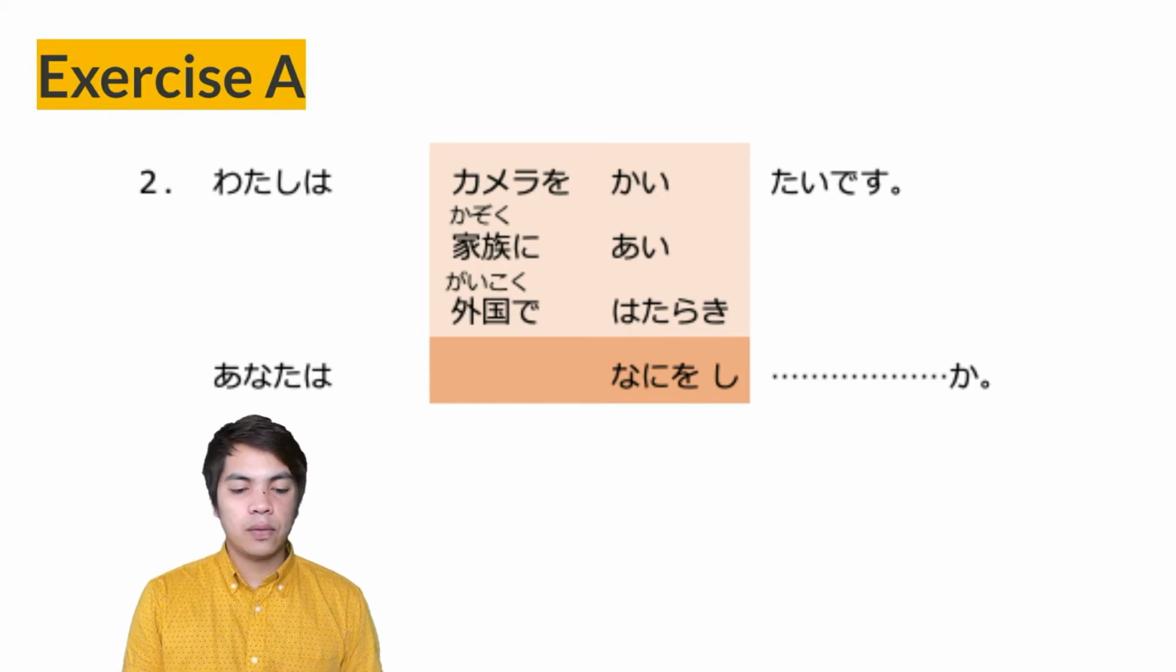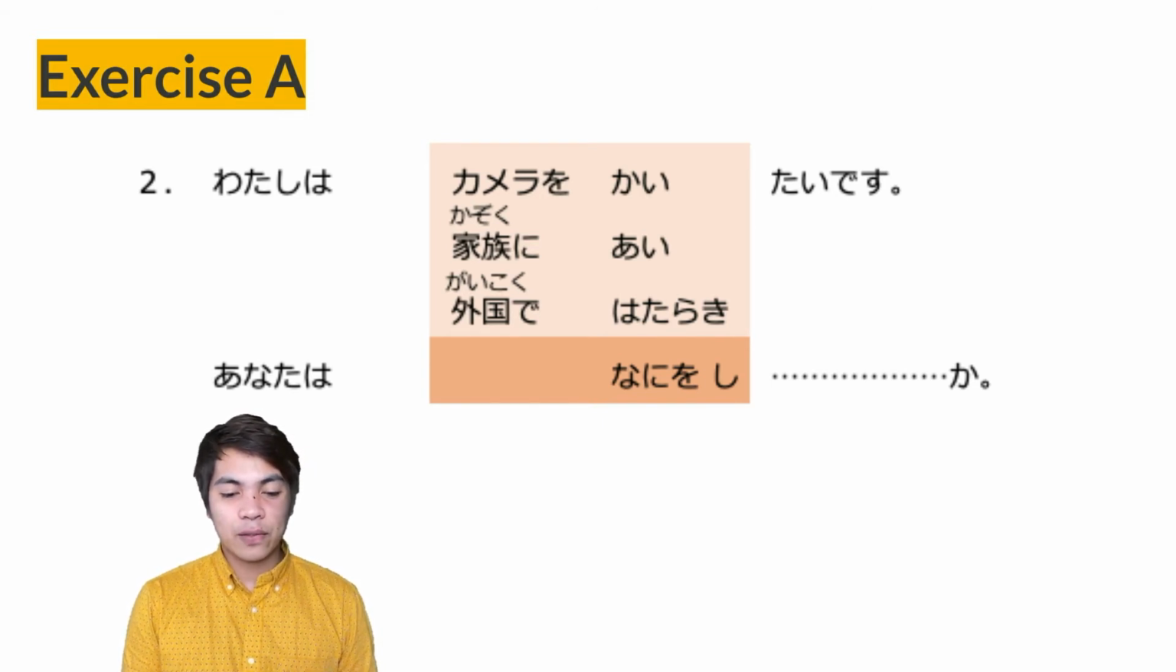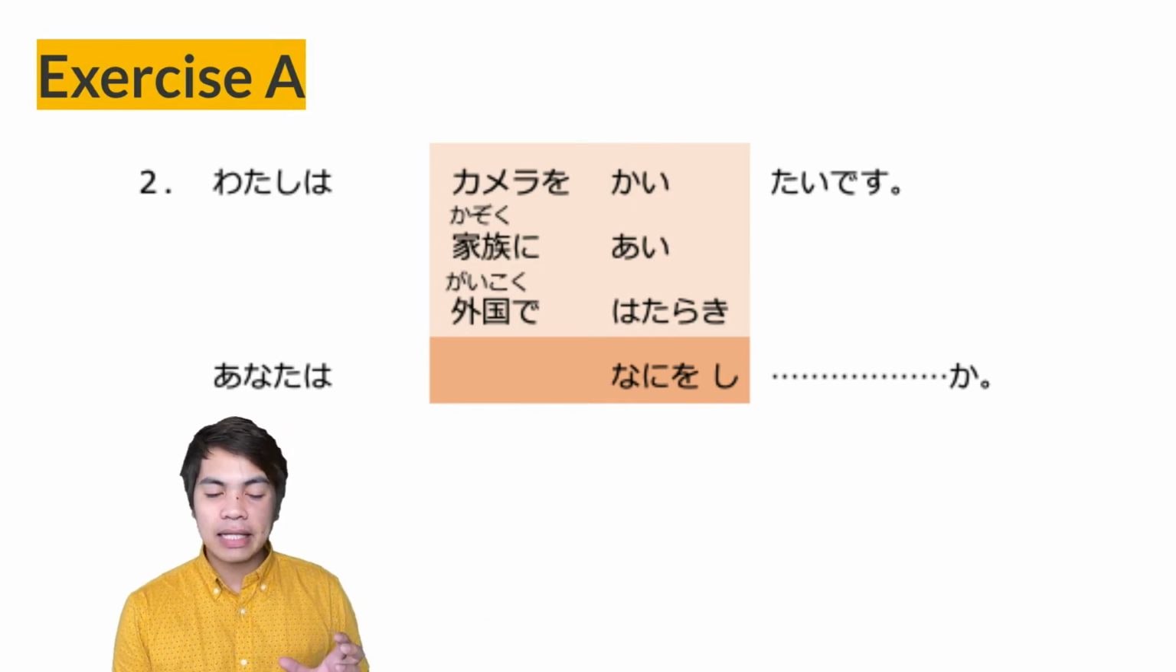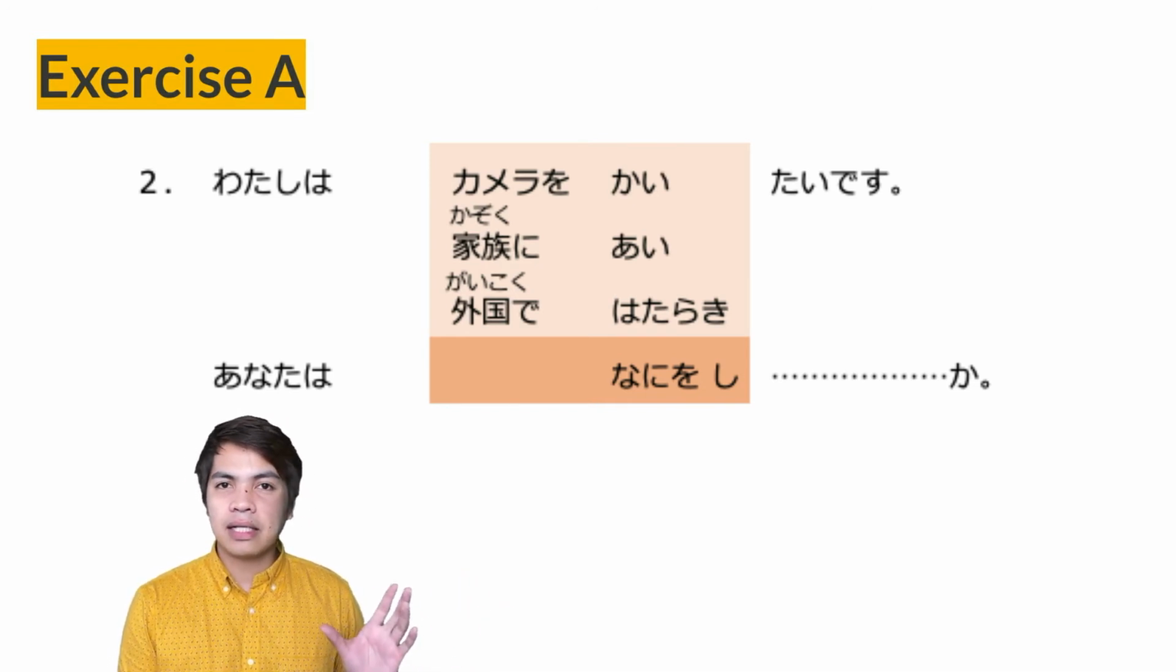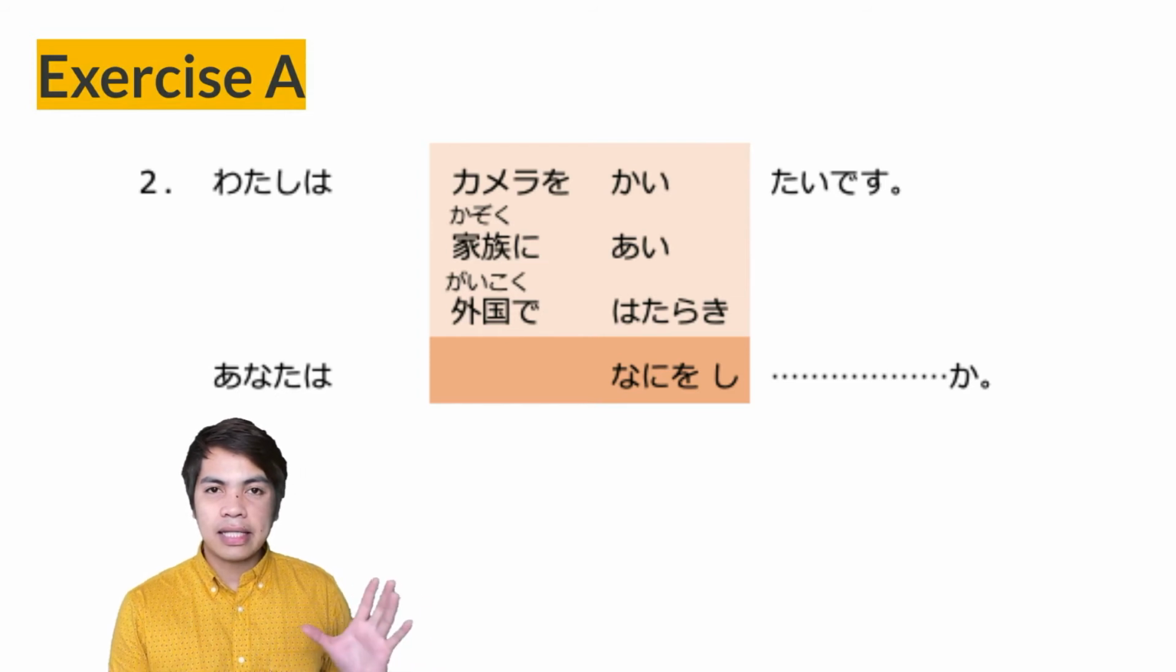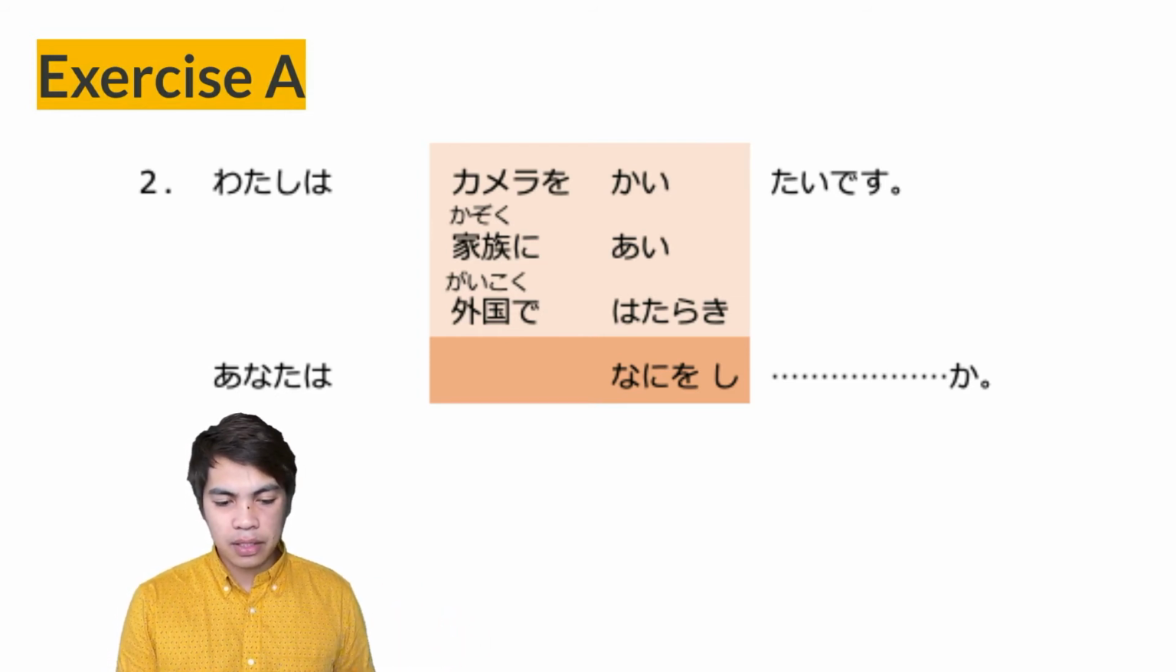Next line, Watashi wa gaikoku de hatarakitai desu. I want to work abroad, or I want to work overseas. Gaikoku means overseas. Hatarakitai desu from the verb hatarakimasu. Then hatarakitai desu, I want to work.